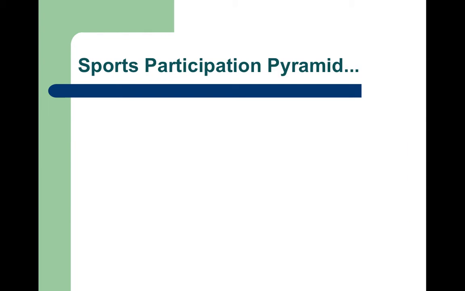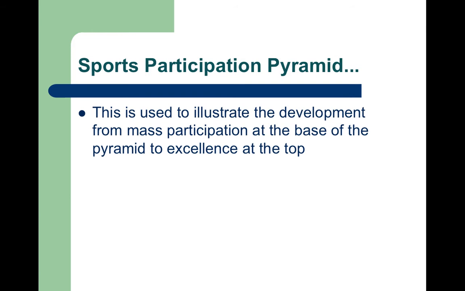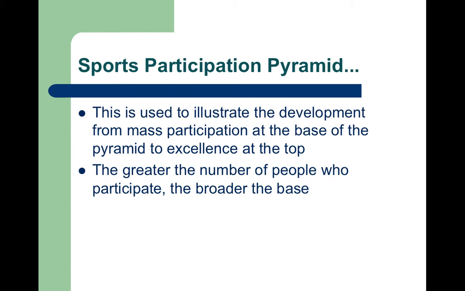We're now going to look at the sports participation pyramid, okay? The purpose of this is to illustrate the development from mass participation at the base of the pyramid to excellence at the top. So basically it's illustrating how people take part in sport and the level they find themselves at. The greater the number of people who participate, the broader the base, okay? And that will make sense when we see the pyramid now.